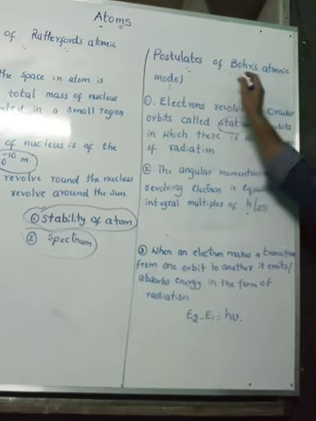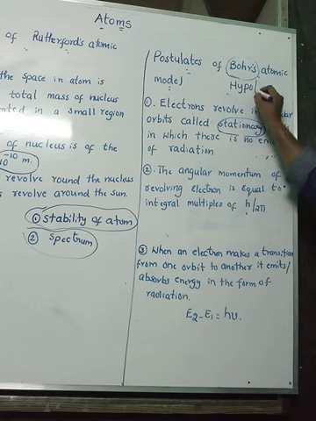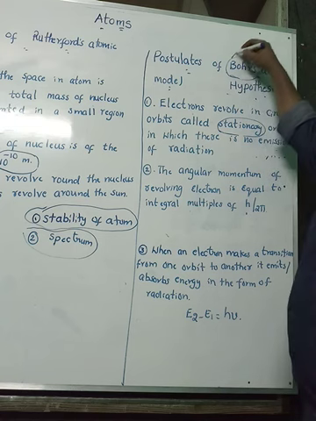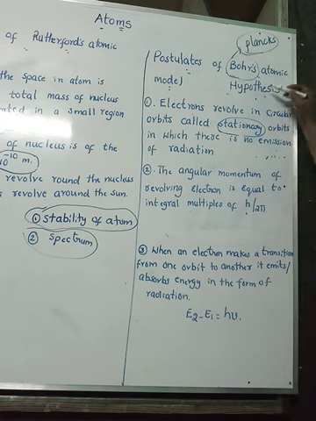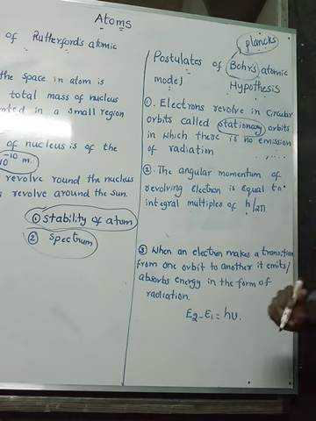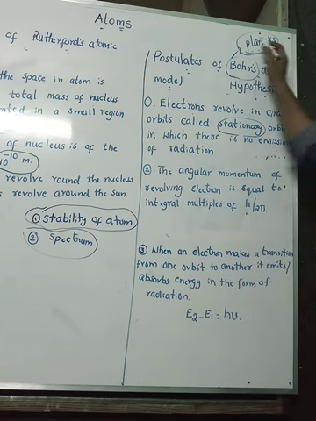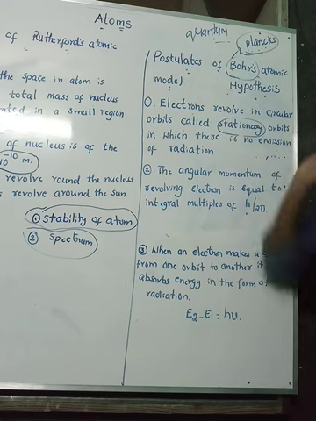So the next model, Niels Bohr's atomic model, explains some hypotheses by using Planck's quantum theory. What Planck's quantum theory explains is that energy is liberated or transferred in the form of small energy packets called quanta or quantum. So he used this concept to explain the structure of the atom.